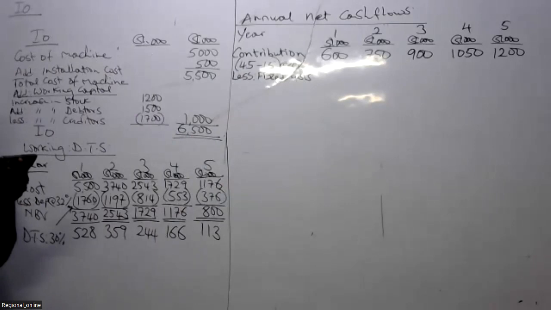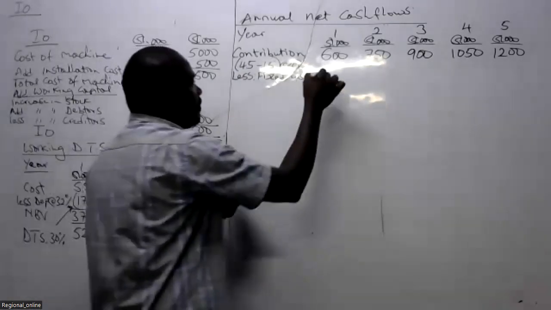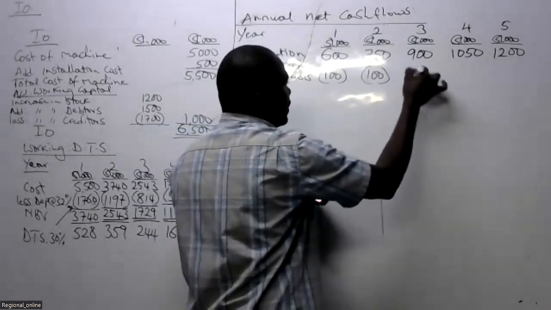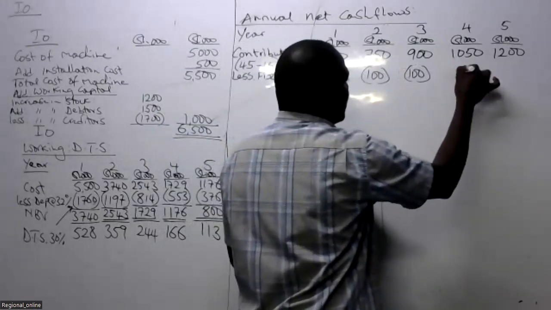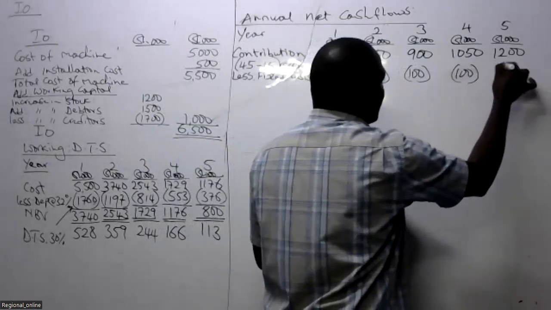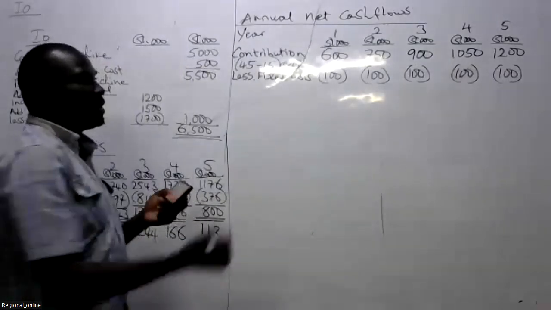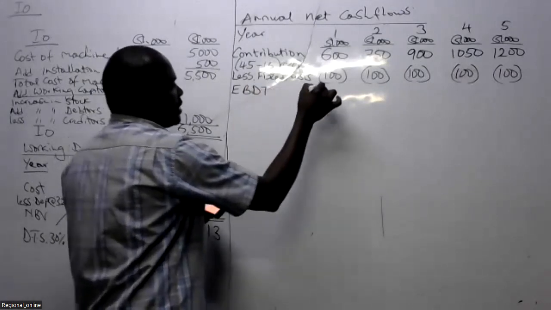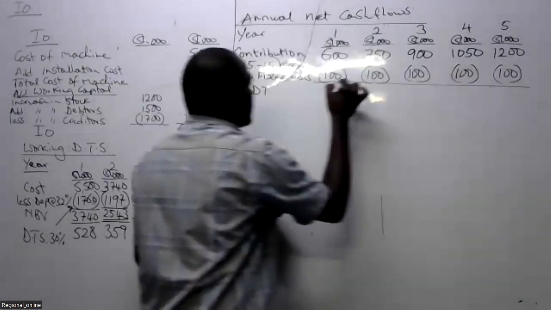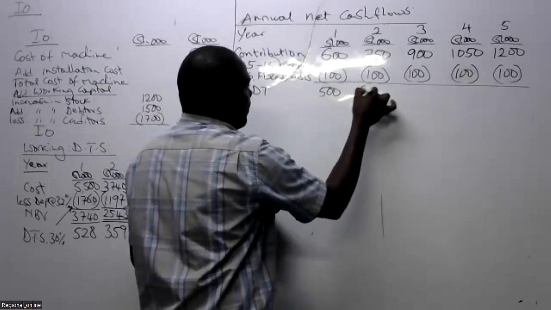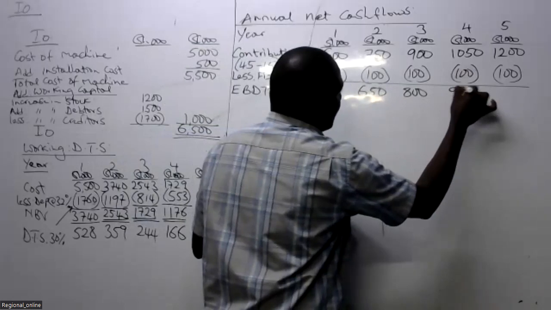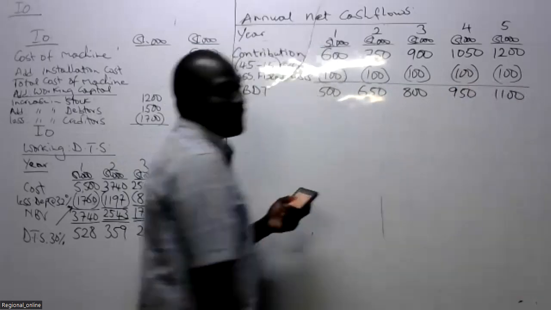Now fixed cost, from note number 2: fixed operating cost is 100 per annum. So year 1 is 100, year 2 100, year 3 100, year 4 100, and year 5 we also have 100. Now that gives us earnings before depreciation and tax: 500, 650, 800, 950, and 1100.